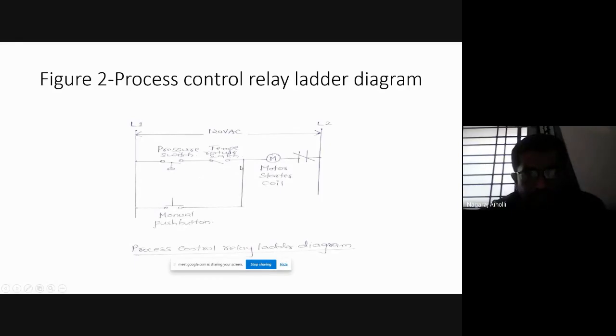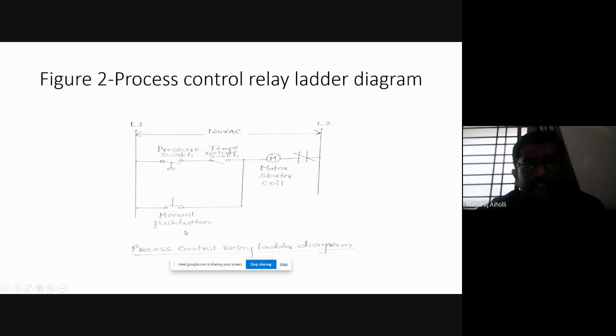And then once they reach the fixed value, that is going to energize the motor, that is, it is going to turn on the motor and the motor coil, and then because of this we can control the other parameters later. Okay, once you turn on the motor, what is the parameter that we are controlling here? We are trying to rotate or stir the liquid in the container. Correct. So that is how the pressure and temperature switches are connected in series.